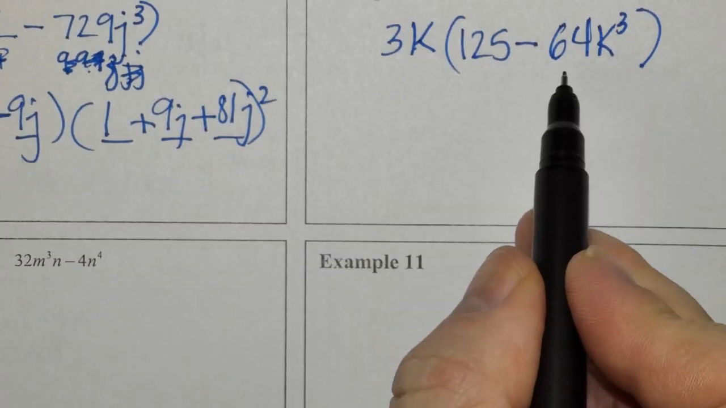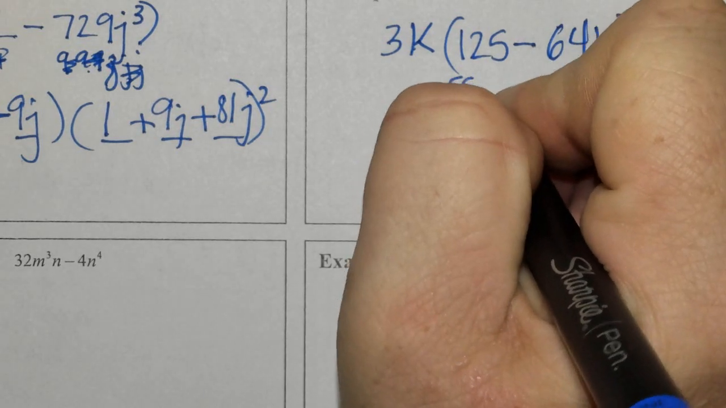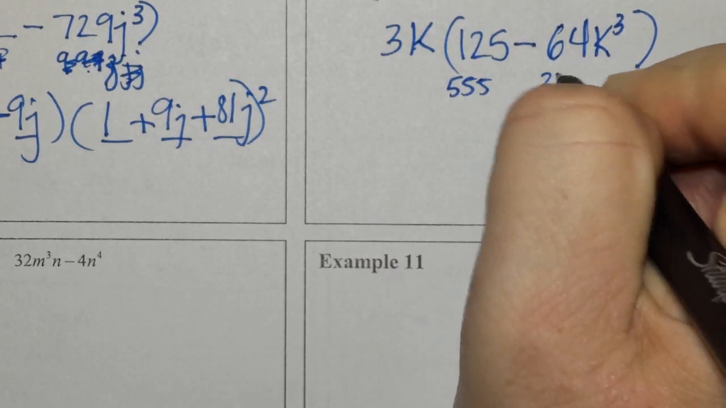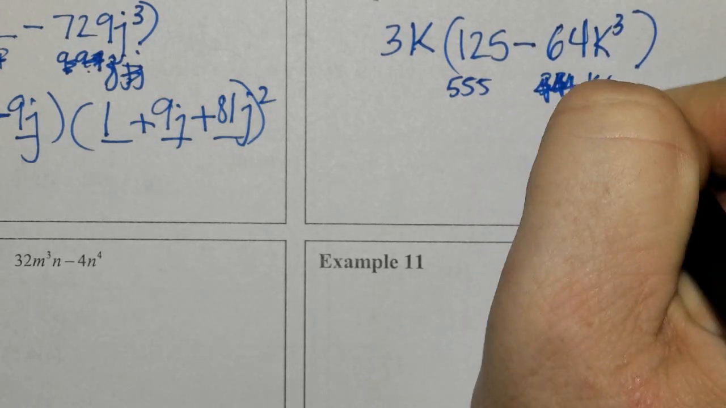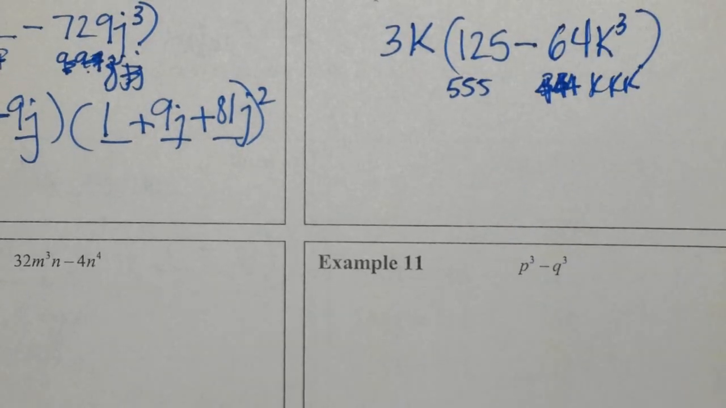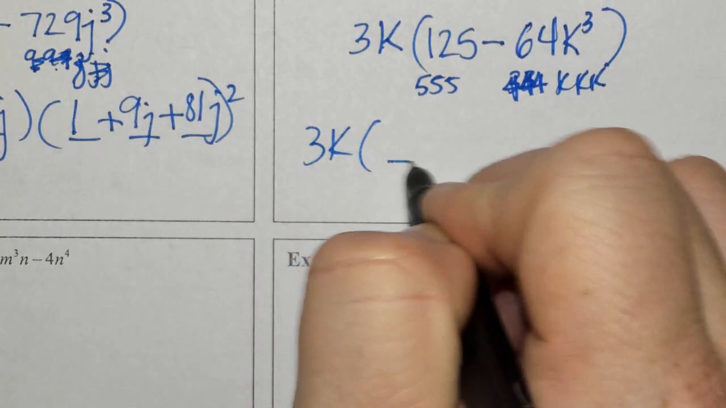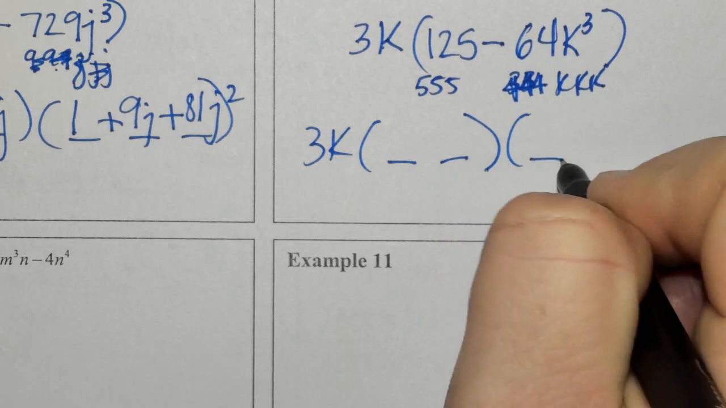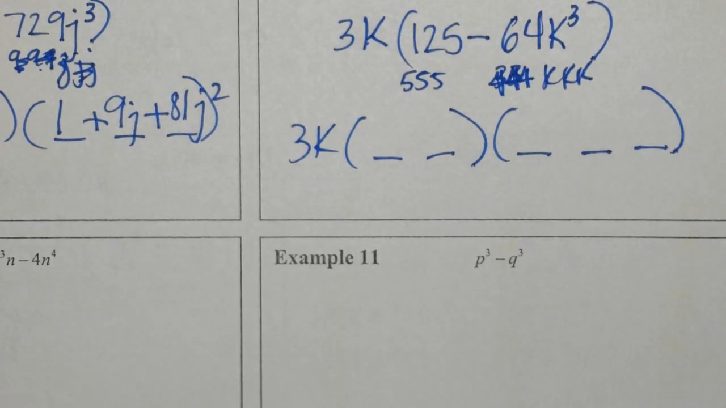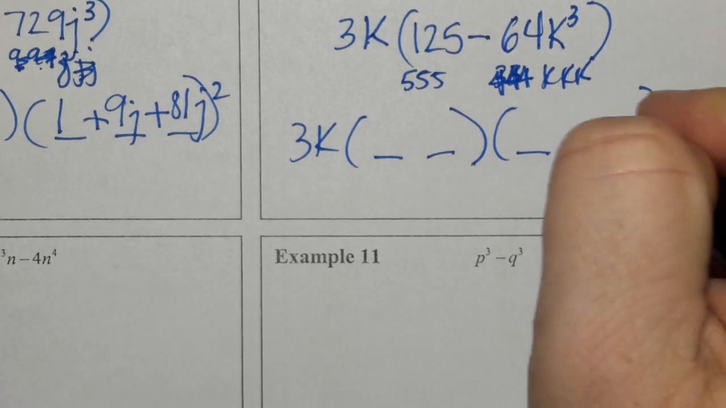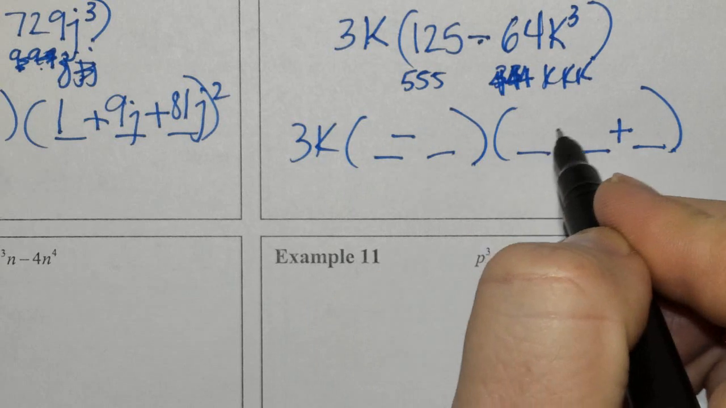Is 125 and 64 both on the list? So this would be 5, 5, 5. 3, 3. Is it 4, 4, 4? And k, k, k. That doesn't sound good. I got to change that letter. All right. 2 terms in the first parentheses. The second parentheses will contain 3. This is always positive. We have subtraction here and opposite second.